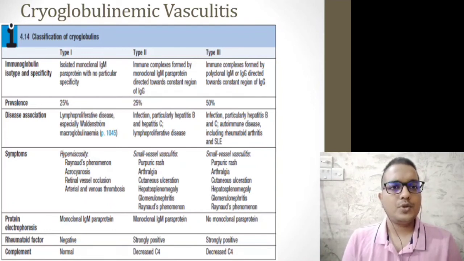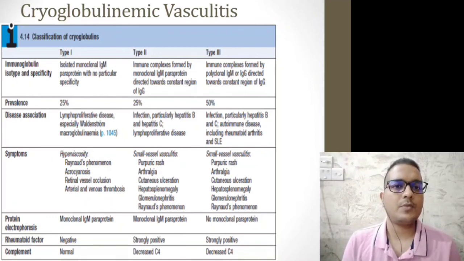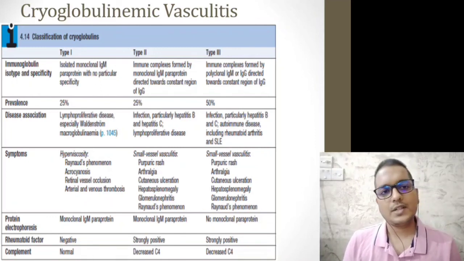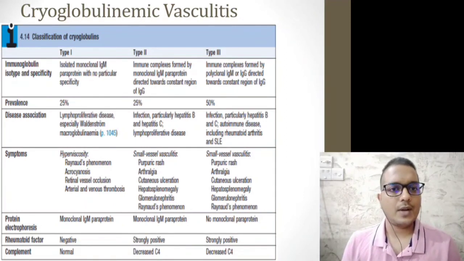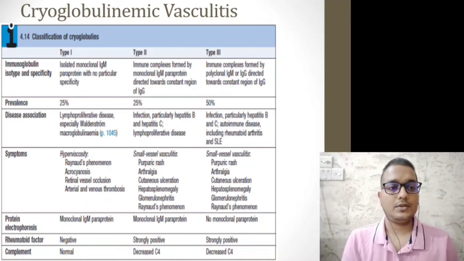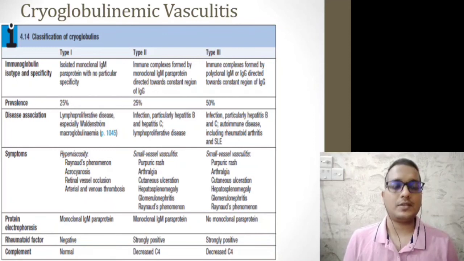Now types 2 and 3 are mostly the same and mostly associated with hepatitis B and hepatitis C, sometimes associated with lymphoproliferative diseases. So the features are rash, arthralgia, ulceration, erosion. These are the common features of types 2 and 3. So these things should be remembered for cryoglobulinemic vasculitis.